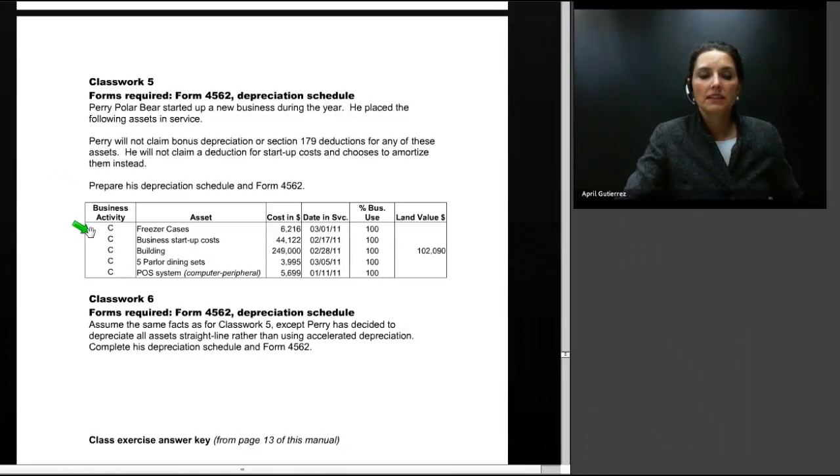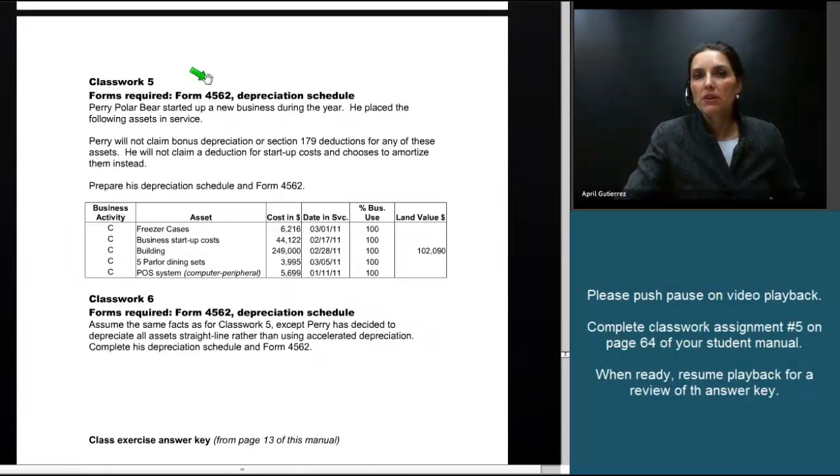You can see that the business activity is a Schedule C. He has freezer cases, business startup costs, a building, 5 parlor dining sets, and a point-of-sale system, which is a computer peripheral. Your job, using all of these cost amounts here and dates placed in service, is to figure out his depreciation deduction for each item and to complete his 4562. So at this point, please push pause on video playback and complete classwork assignment number 5. When you are ready, please resume video playback for a review of the answer key.